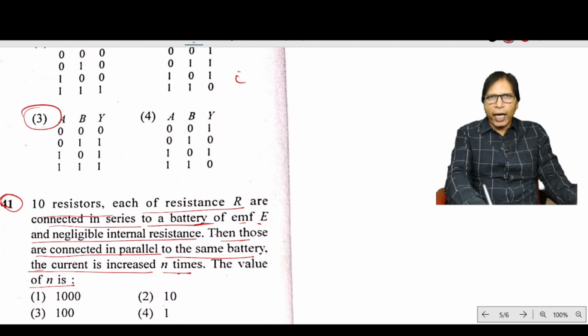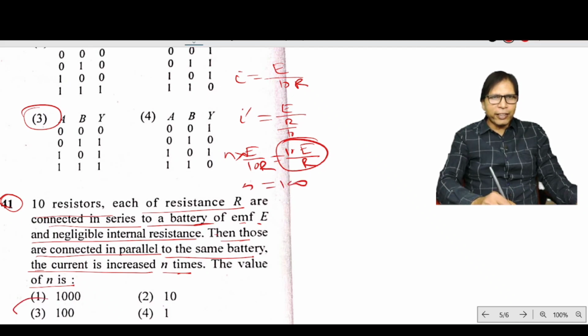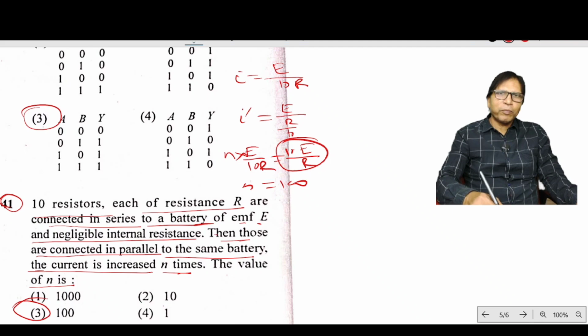Look at this here. First case, current I equal to E by 10R. And second case, I dash is E divided by R by 10, so this is 10 E by R. Now this is n times, so n into E by 10R. Therefore, n equals 100. Okay, this is the correct option.